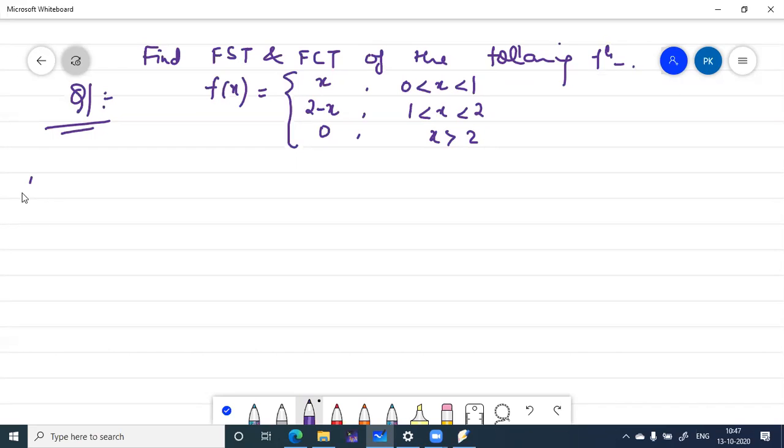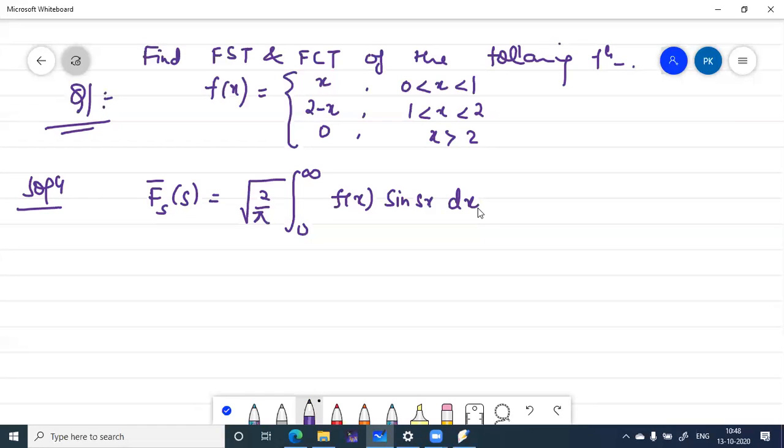Okay, so you know the formula for evaluating the sine transform. How will we do it? It is denoted by fs of s, and it equals square root of 2 by pi, integral from 0 to infinity of f of x sin sx dx. Is this okay? Now can you evaluate it? I know the value of the function here, it is given over the intervals. So what will we do with it?